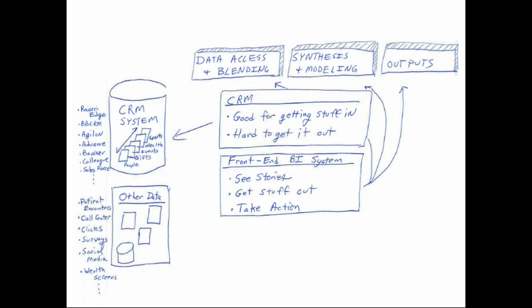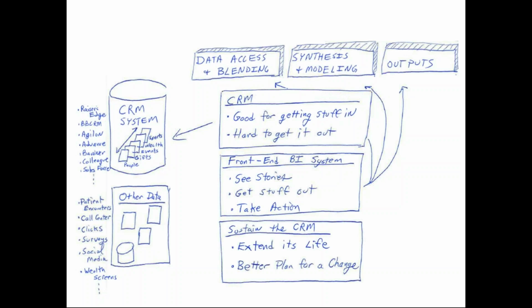These front-end systems can really help out because they take the data that these CRM systems and other sources are creating and help the team see the stories in it, and make it really easy to get the stuff out: the lists, the reports, the slicing and dicing you want to do to take action. That's what these front ends we're going to be talking about are really good at. And they can extend the life of a CRM.